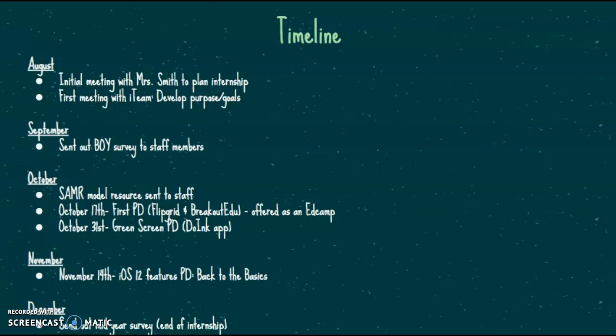In September, I sent out a beginning of the year survey to staff members. In October, we held 2 face-to-face PD sessions, as well as sending out a resource for staff, which was based on the different levels of the SAMR model. In November, we had a face-to-face PD session that was focused around the new features of iOS 12, and that was a professional development opportunity. And then in December, I sent out a mid-year survey, which was the end of my internship, for staff to complete to analyze and reflect on their uses at that point of the SAMR model in their instructional purposes.